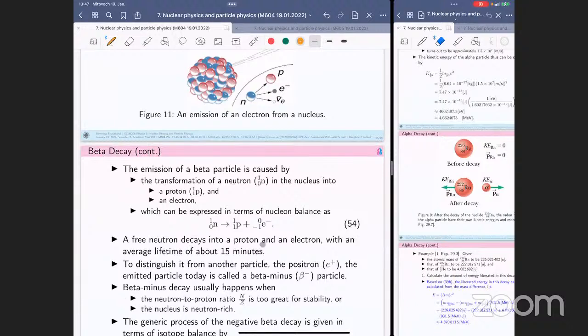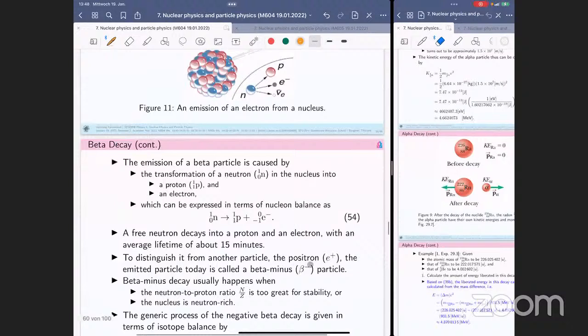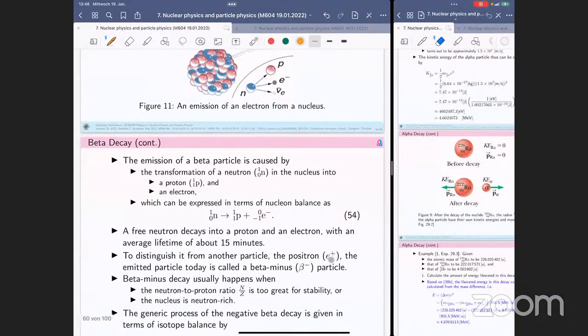A free neutron decays into a proton and an electron with an average lifetime of about 15 minutes. To distinguish it from another particle, the positron, we're going to use e with a plus as a superscript on the right-hand side here. And the emitted particle today is called beta minus.